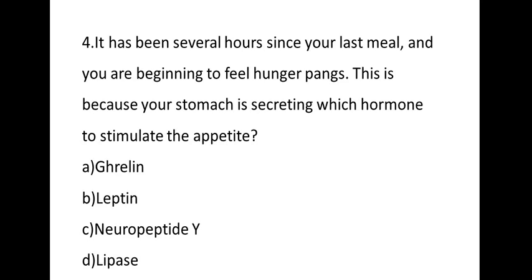The next question: it has been several hours since your last meal and you are beginning to feel hunger pangs. This is because your stomach is secreting which hormone to stimulate the appetite? Ghrelin, peptide, neuropeptide Y, or lipase. The correct answer is ghrelin.